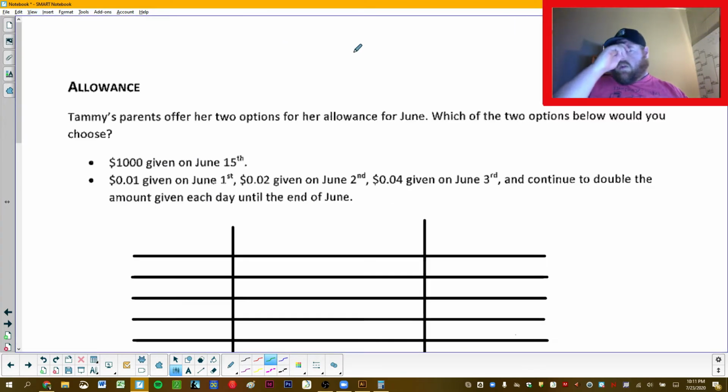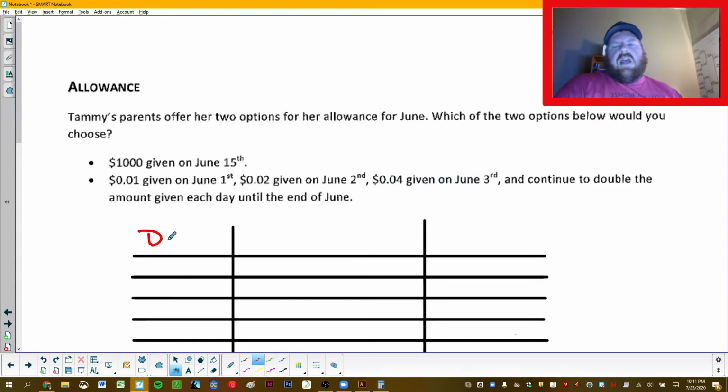So for the next one, we're looking at the allowance problem. And my recommendation was to look at this in three kind of categories. Because obviously for the first option, it's just $1,000 on the 15th. Is that good or is that bad? On the second option, you get a penny on the first day, 2 on the second day, 4 cents on the third, and it continues to double every day.